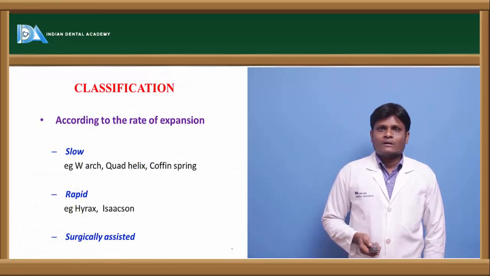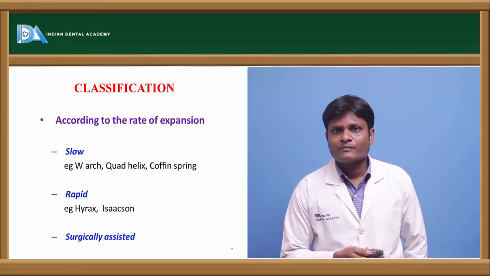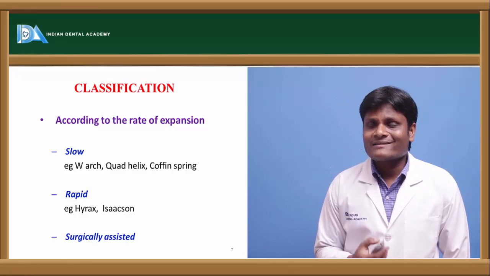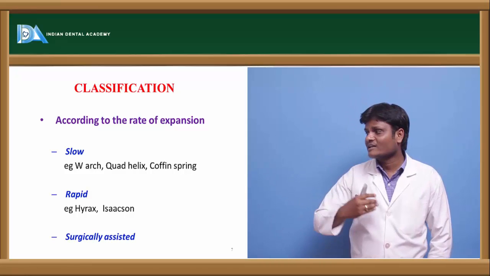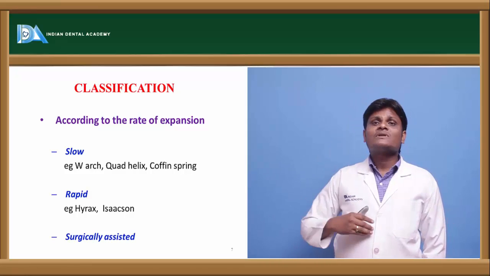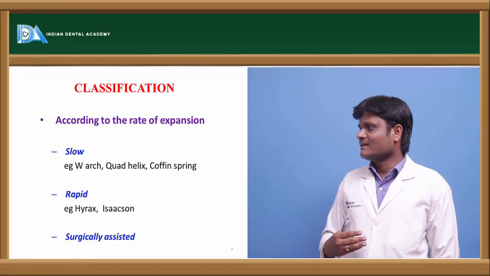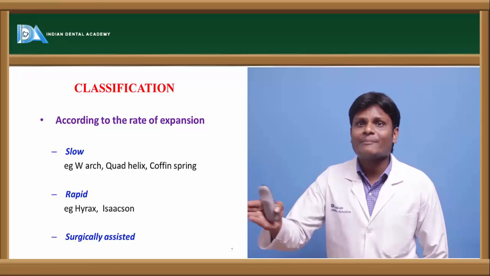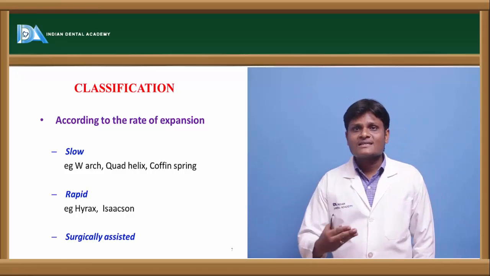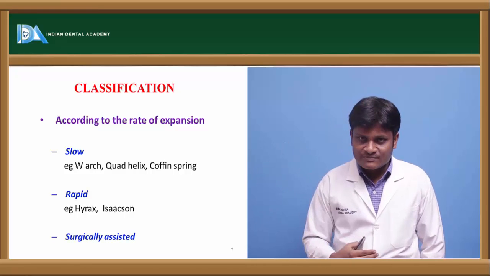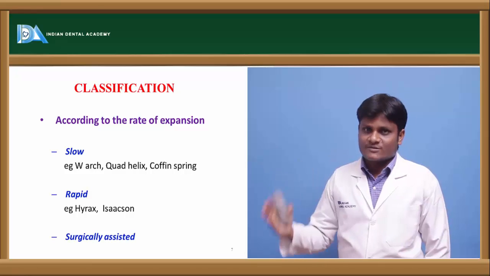Now, when you are speaking about expansion, we need to understand that expansion can be classified into slow expansion and rapid expansion depending upon the speed of expansion. And there is one more entity called surgically assisted expansion. It is also a part of rapid maxillary expansion. Usually we call it surgically assisted rapid maxillary expansion, SARME, or surgically assisted rapid palatal expansion.